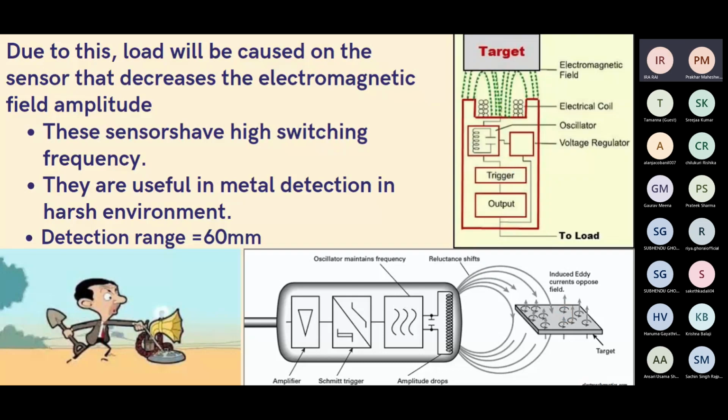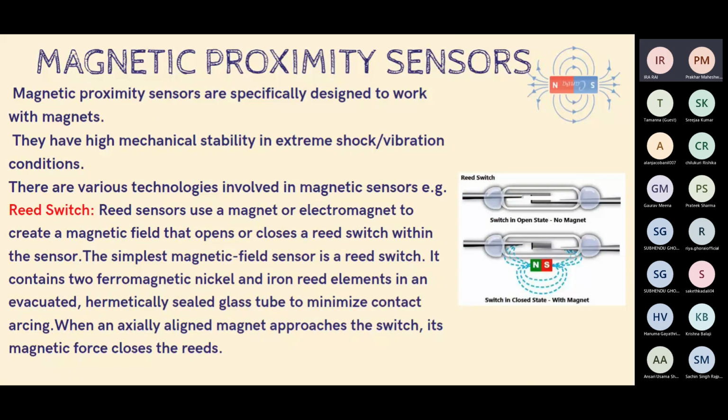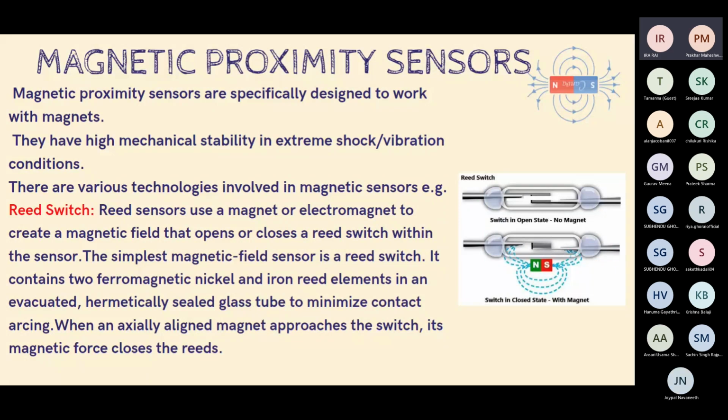We can move further. Next we have magnetic proximity sensors. These sensors are specifically designed to work with magnets. They have high mechanical stability in shock and vibration conditions. Magnetic proximity sensors have various types of technologies, but in this slide I'll be explaining just two types, that is the reed switch and the Hall effect sensor.